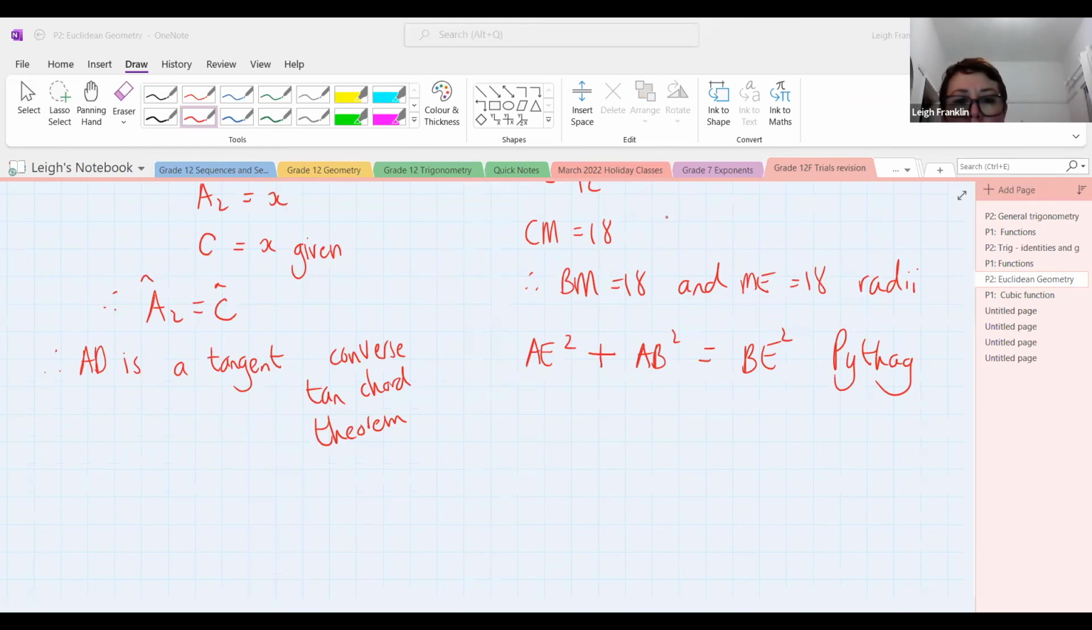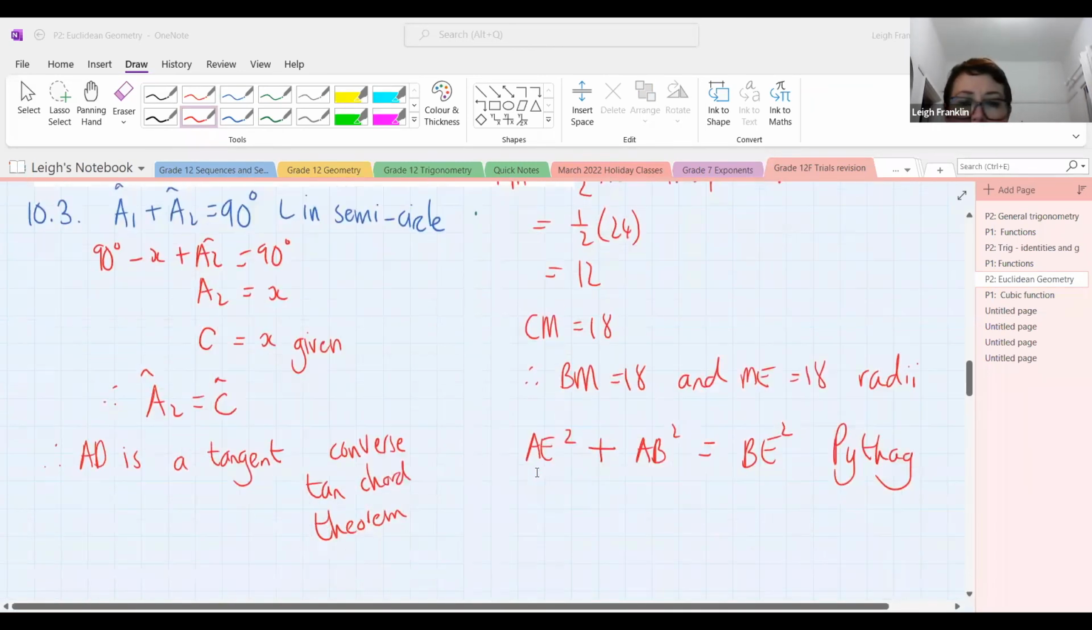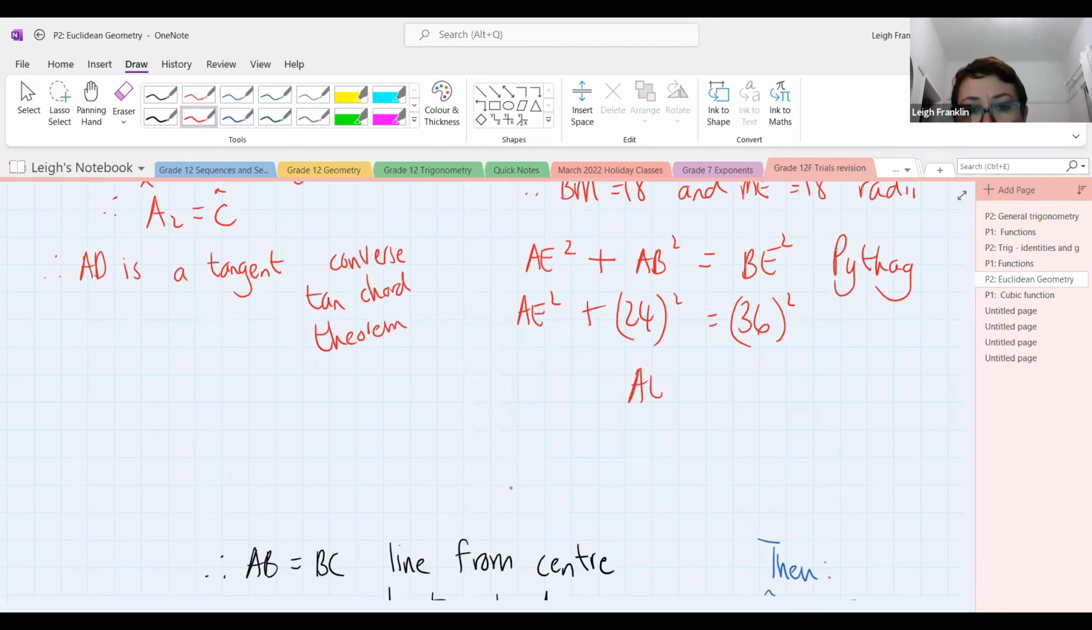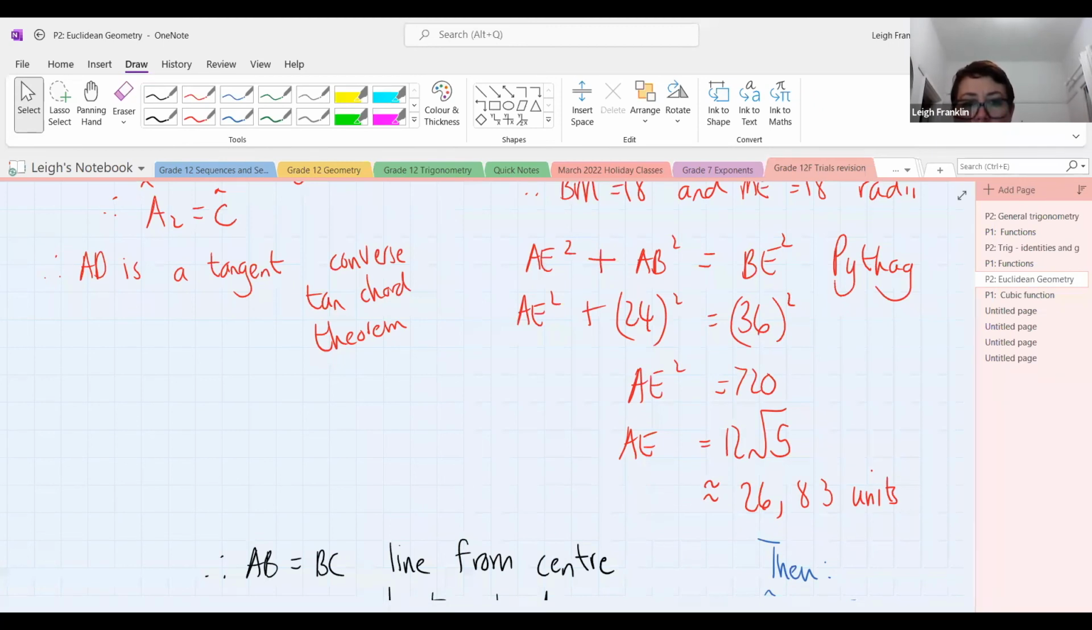So AE squared, AB squared we know is 24 squared, and BE squared we know is 36 squared. So now we've got to say 36 squared minus 24 squared. That gives us 720 for AE squared. And then we've got to take the square root. So I get 12 root 5. And if you want to press the SD button on your calculator, that would give us 26.83 units, rounded to 2 decimal places. Is that making sense, everyone?